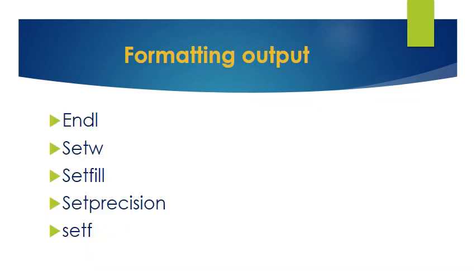Next, formatting output. C++ offers several input and output manipulators for formatting, and some commonly used manipulators are endl, setw, setfill, setprecision and setf. Now let us see each manipulator one by one. And the last one, setf, we will see in the following chapters.